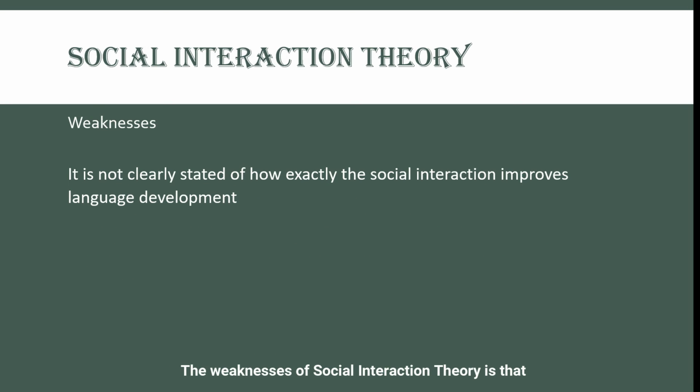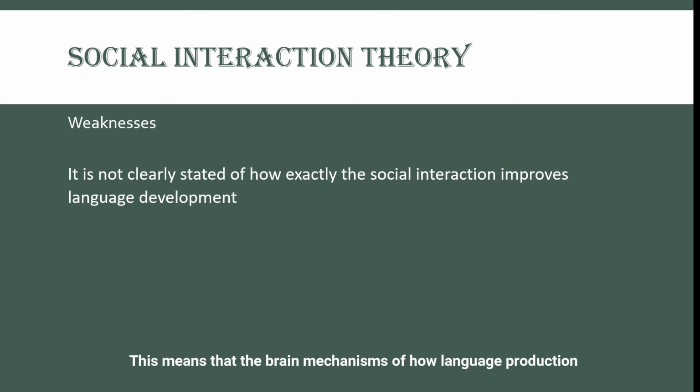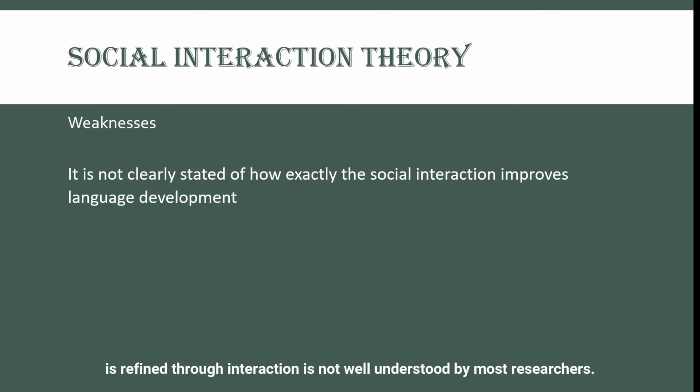The weakness of social interaction theory is that it is not clearly stated how exactly the social interaction improves language development. This means that the brain mechanisms of how language production is refined through interaction are not well understood by most researchers.